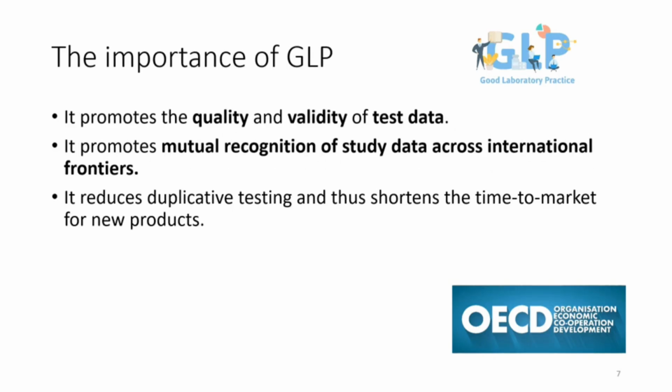Having a standard quality control system for the laboratories is very important as it can promote the quality and validity of the test data. So for instance, if another laboratory wants to replicate your study, if they follow your laboratory's test method and protocol, they should be able to produce the same test result and outcome. Hence, it can promote the mutual recognition of the study data across the different laboratories in the different countries.